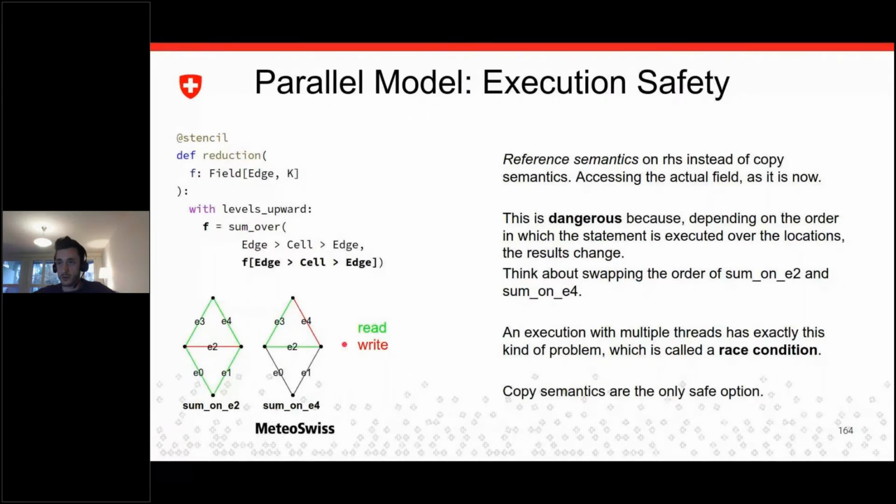So a threaded execution of this statement could have this problem if you assumed a reference semantic, so you access your field in this way. Instead, a safe way to do this is by field versioning, as Matthias mentioned before. But to really have a good understanding, you can think of a copy of the field just before the statement started.